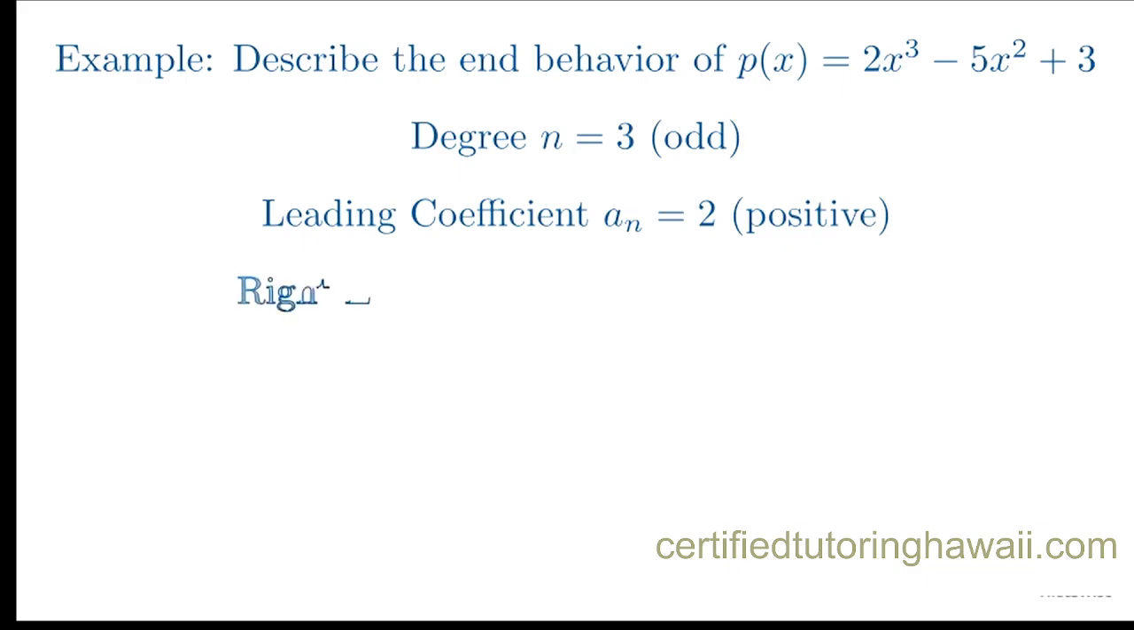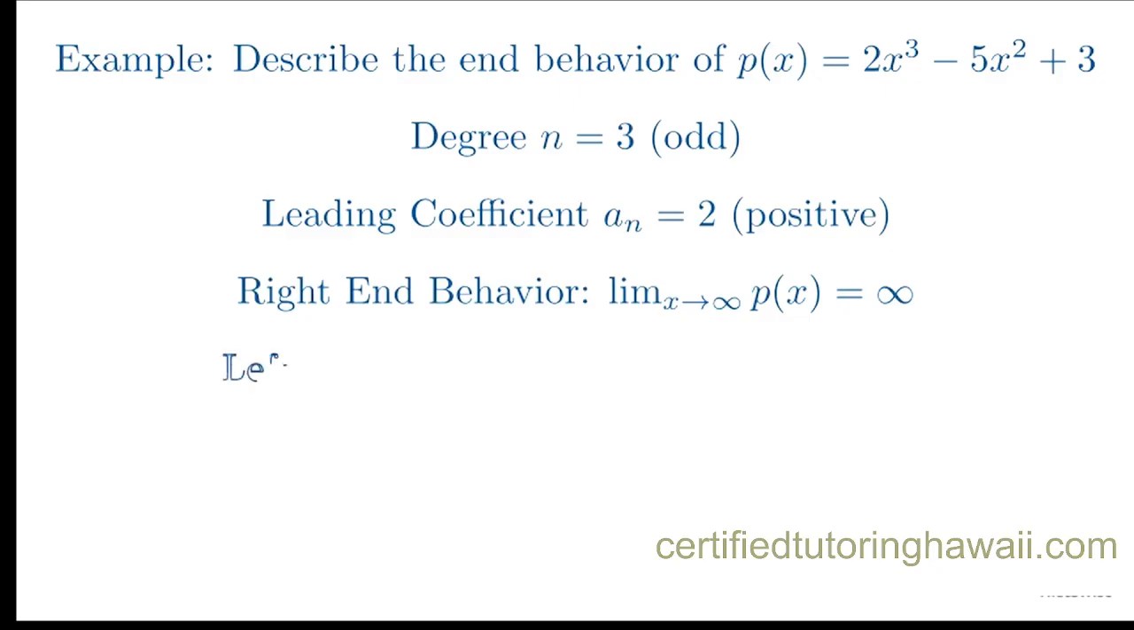In limit notation, we write that the limit as x approaches infinity of p of x equals infinity, and as x approaches negative infinity, p of x approaches negative infinity. The limit as x approaches negative infinity of p of x equals negative infinity. So the end behavior is the same as the simple function y equals 2x cubed, rising from left to right.